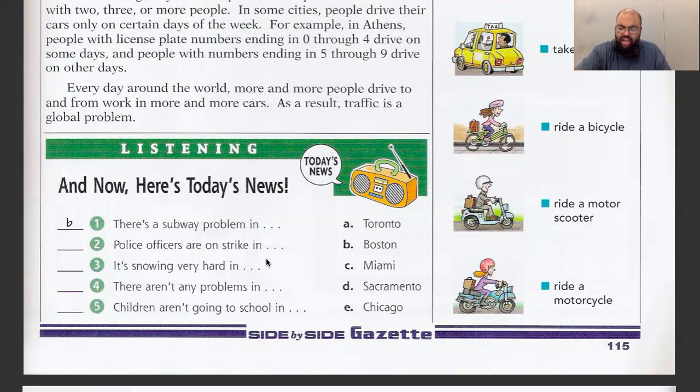This is WCHI in Chicago. And now here's Mike Maxwell with today's news. Good morning. It's snowing very hard in Chicago right now. As a result, the streets of the city are empty. People aren't walking or driving to work. There aren't any trucks or buses on the street, and mail carriers aren't delivering the mail.